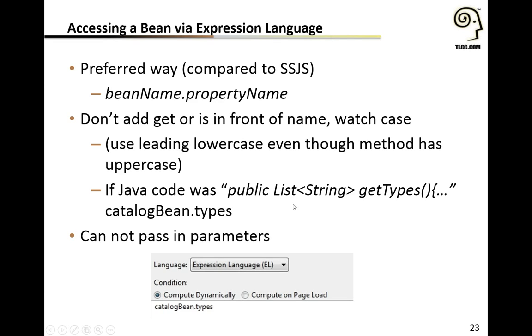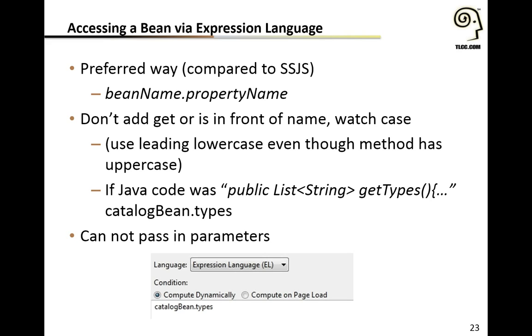So in the example before, my method was getTypes. So what I want to show would just be catalogBean, the name of the bean, dot types. Here's another tricky thing: even though my Java code was getTypes with a capital T, I'm going to use a lowercase t for that initial character.